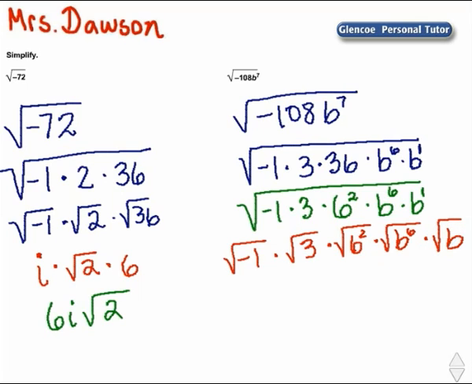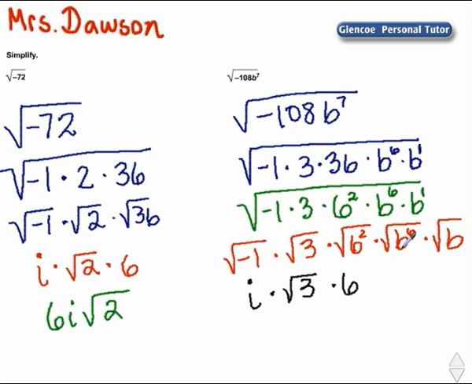And simplify each one. The square root of negative 1 is the imaginary number i. The square root of 3 is irrational and does not simplify. The square root of 6 squared is 6. Just like we had over here, the square root of 36 was 6. We can also write 6 squared with an exponent there.